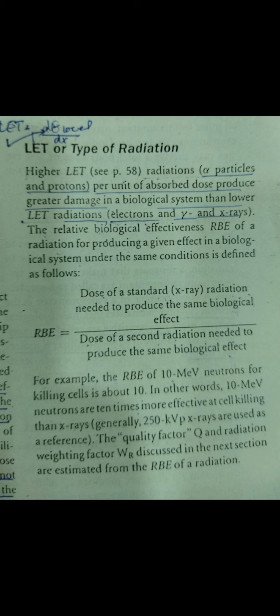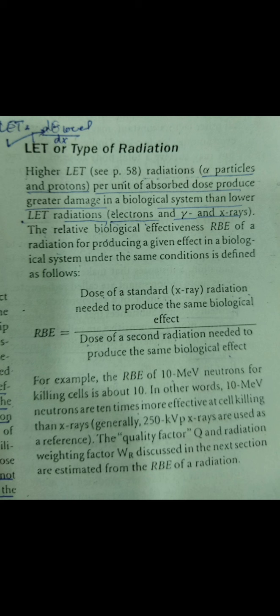Just remember that alpha particles and protons are absorbed and produce greater damage in the biological system as compared to electrons and gamma and X radiation. So higher linear energy transfer radiation, for example alpha particles and protons, per unit of absorbed dose will produce greater damage in the biological system than the lower linear energy transfer radiations, which are electrons and gamma and X-rays. I have already told you about the linear energy transfer, which is the energy transferred locally to the target atom per distance traveled.